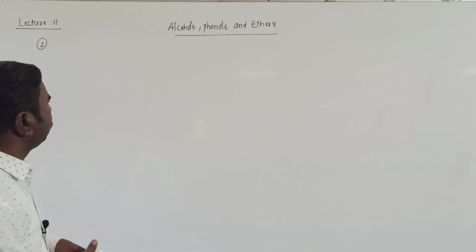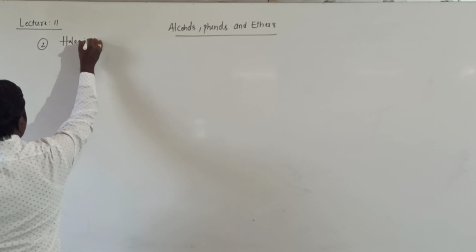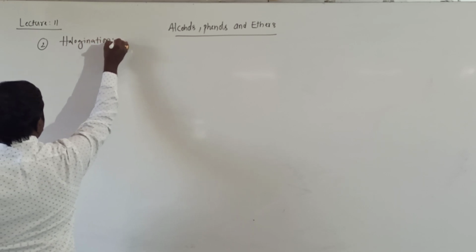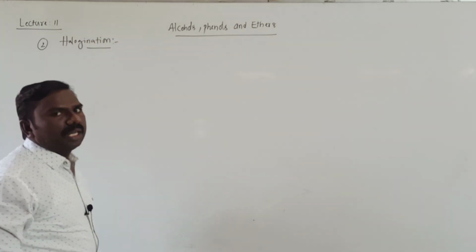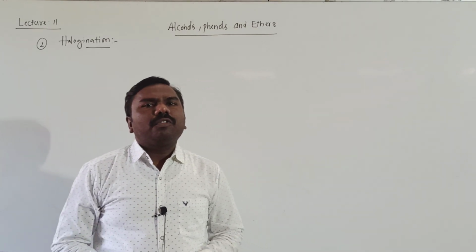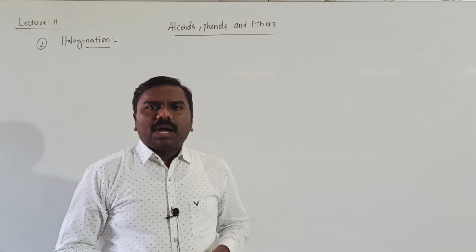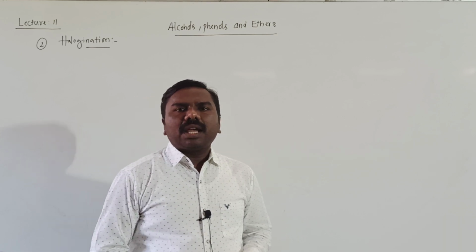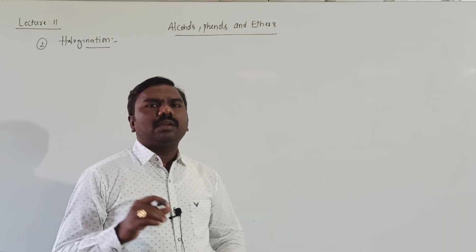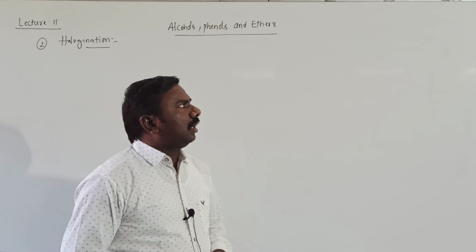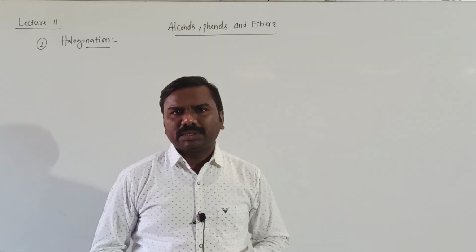Right. Halogenation. Especially, the ether must contain a benzene ring, and then electrophilic substitution takes place only at the ortho and para positions. Aryl alkyl ethers generally undergo halogenation, especially bromination, right?